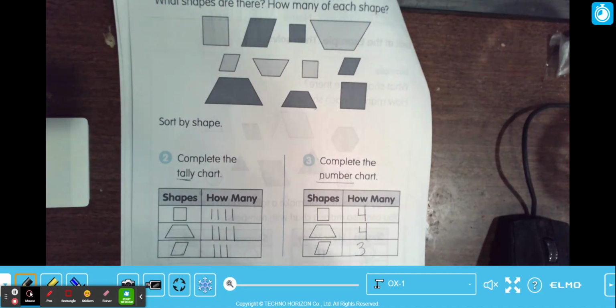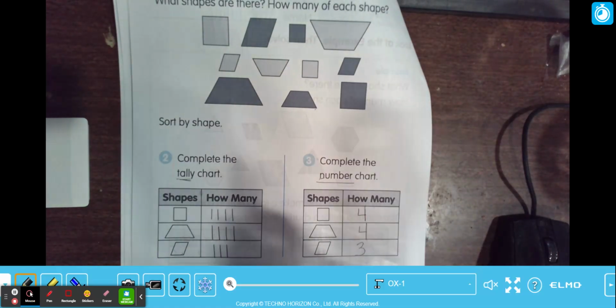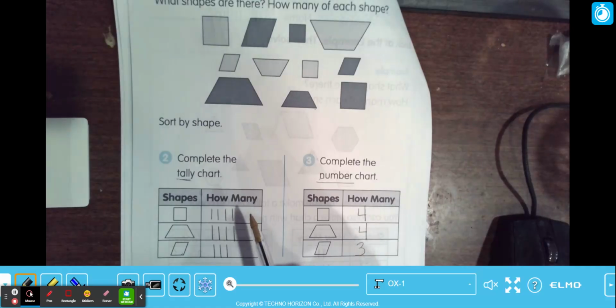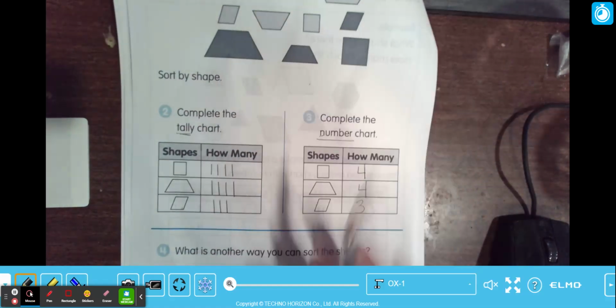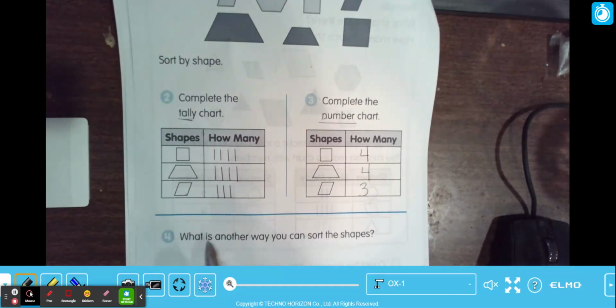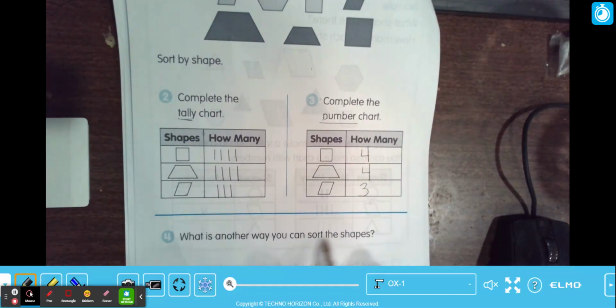Okay, lovies, what did we just do right now? We sorted the shapes and we counted them. What did we just do? Say, I sorted the shapes and I counted them. Okay. It says here, what is another way you can sort the shapes?